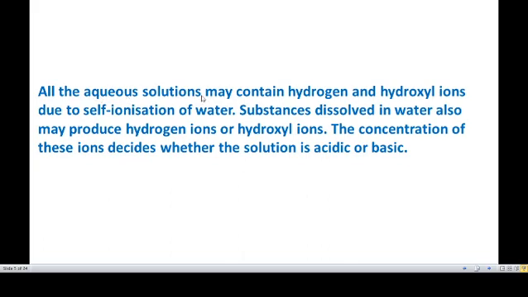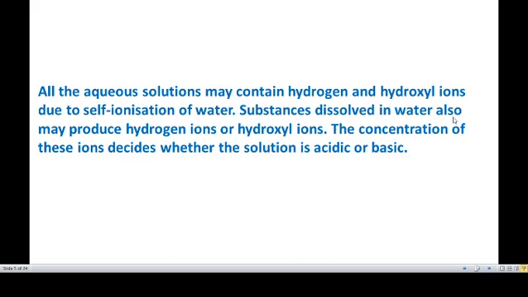All the aqueous solutions may contain hydrogen and hydroxyl ions. This is an important point, due to self-ionization of water. This is a give reason question.